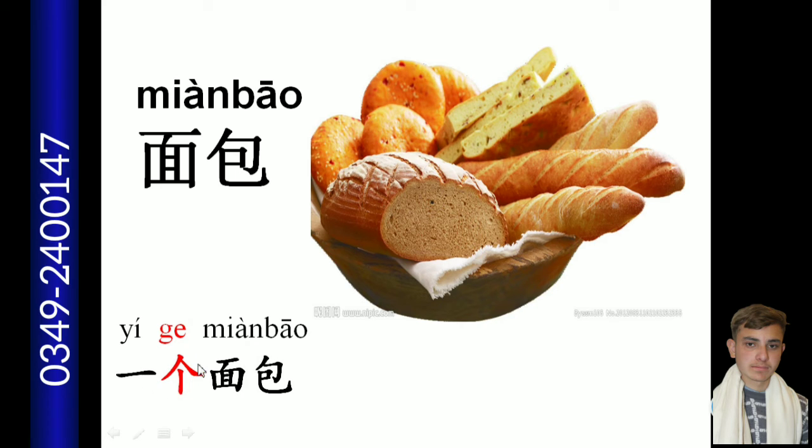So we need to add a measure word after the number and before the noun. So for bread, we use the measure word 个. Some things share the same measure word, but some things have their own special measure word. You must remember this measure word. So this is 一个面包. The measure word is not in this lesson, so understanding is okay. In the future, the teacher will teach you some measure words.